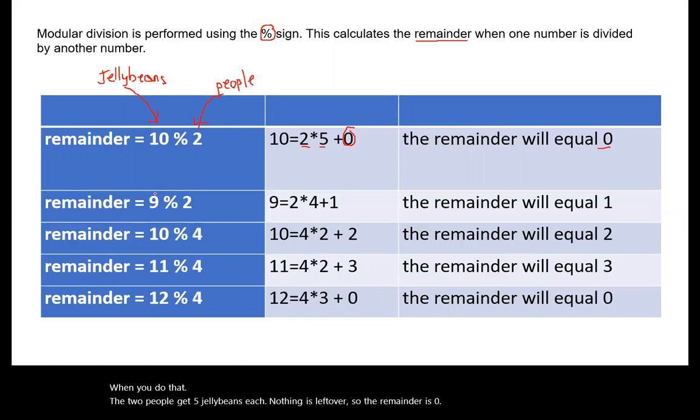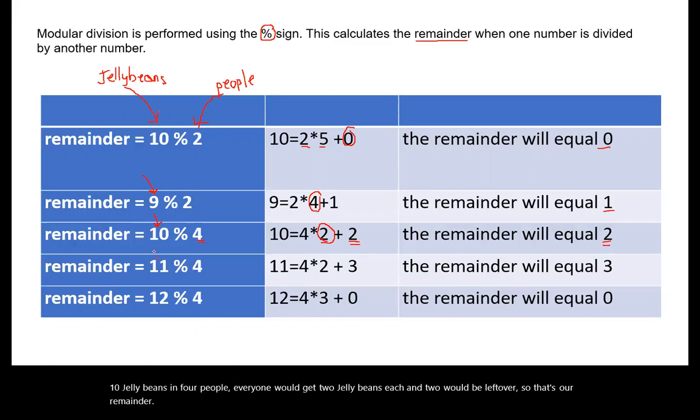What if there were 9 jelly beans? With 2 people, each one would get 4. That leaves 1 left over. What if there were 10 jelly beans and 4 people? With 10 jelly beans and 4 people, everyone would get 2 jelly beans each, and 2 would be left over. So that's our remainder. Let's do some more just for fun.